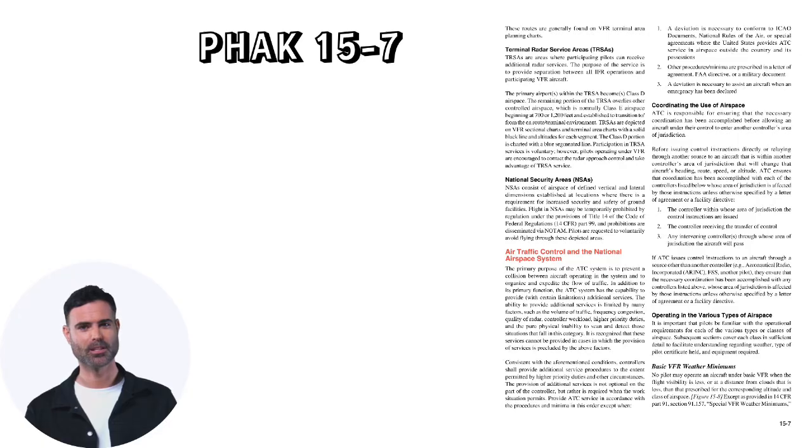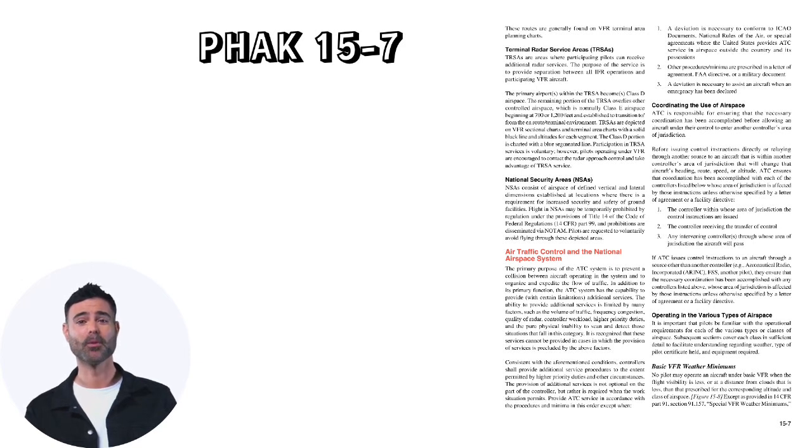Operating in the various types of airspace. It is important that pilots be familiar with the operational requirements for each of the various types or classes of airspace. Subsequent sections cover each class in sufficient detail to facilitate understanding regarding weather, type of pilot certificate held, and equipment required.